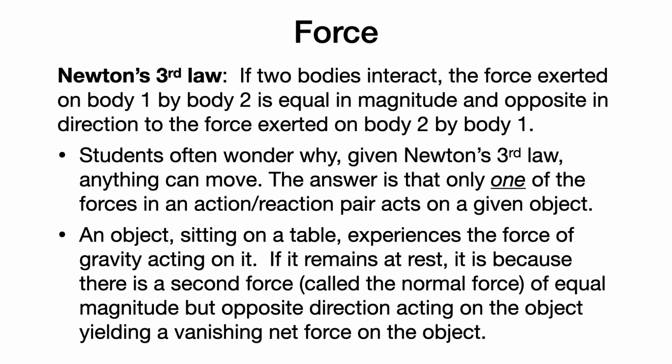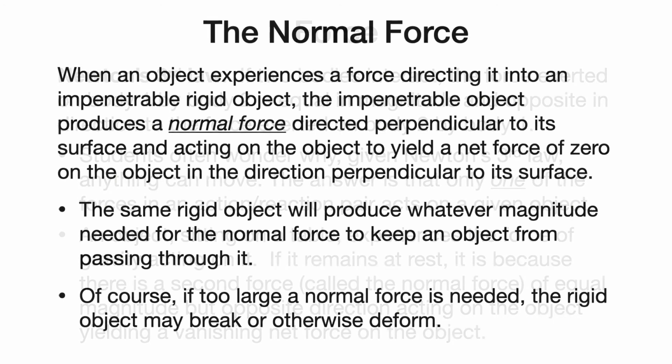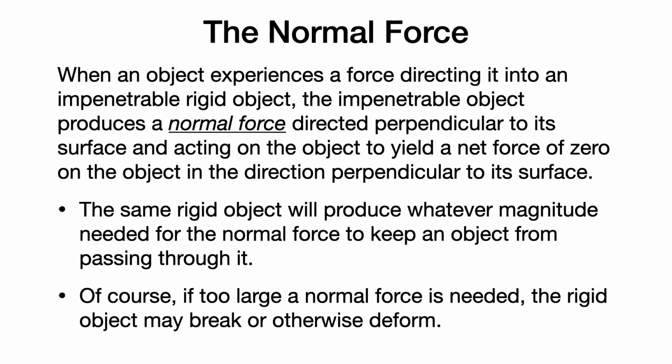Now, this normal force, which comes into play when, for example, you set an object on a table, is a very important thing for us to consider. So let's look at this a little more carefully. Whenever you have an object experiencing a force directing it into some other object, some impenetrable, rigid object like a table, the impenetrable object, like the table, produces something called a normal force, which is directed perpendicular to its surface and acting on the object to yield a net force of 0 on the object in the direction perpendicular to the surface.